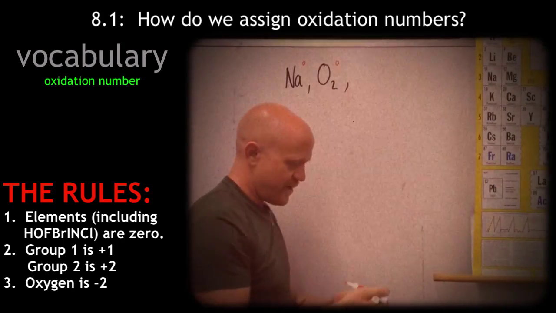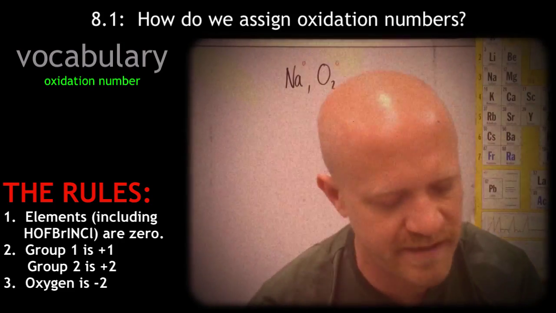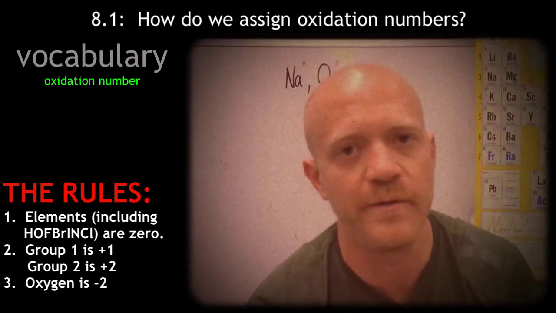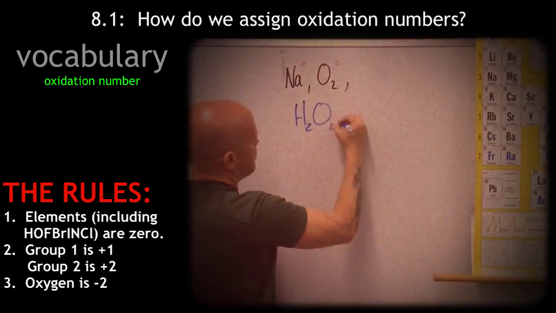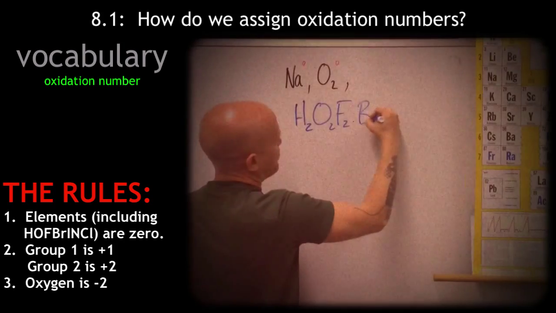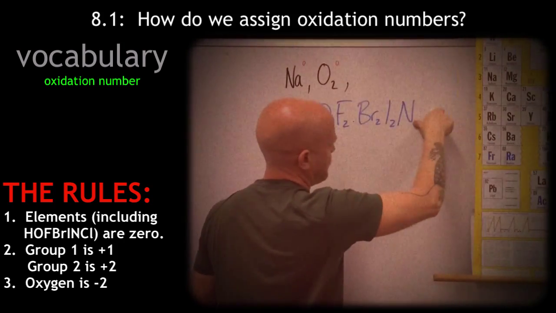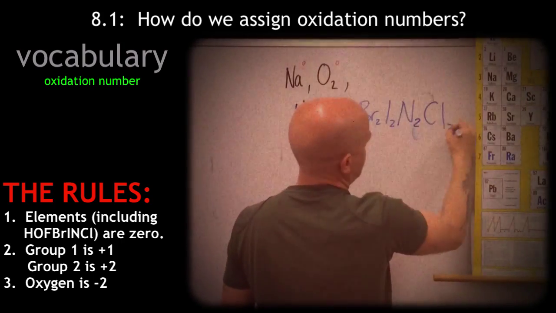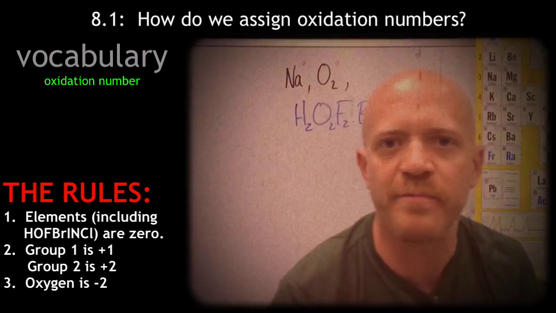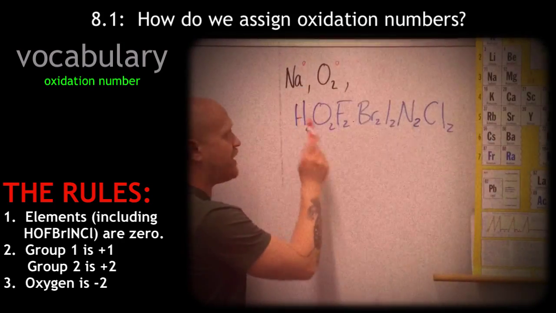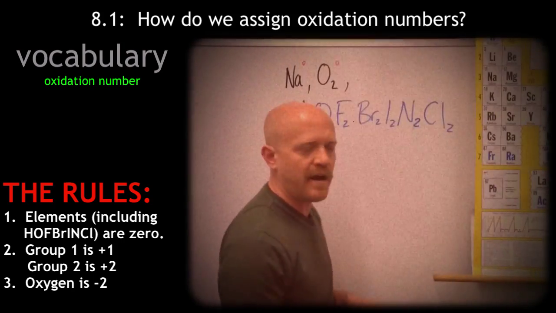In fact, all of the diatomic elements, now pay attention to this because I've said it before and you're going to have to know this for the Regents. All Hofbrinkels have an oxidation state of zero. What is a Hofbrinkel? I've said it before. Hydrogen, oxygen, fluorine, bromine, iodine, nitrogen, chlorine. They're all diatomic elements.